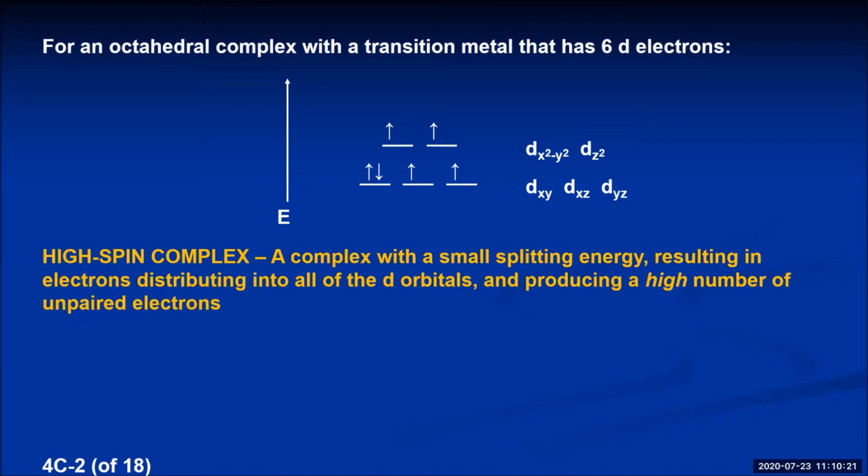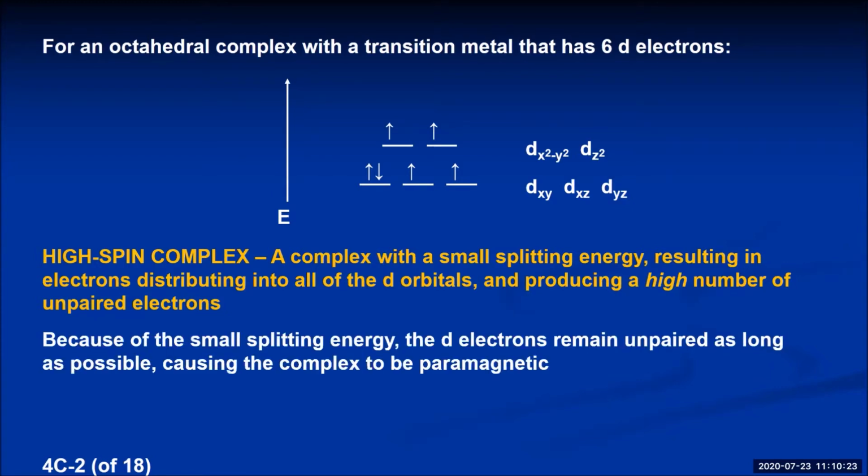Because it has unpaired electrons, it'll become magnetic in a magnetic field. So because of the small splitting energy, the d electrons remain unpaired as long as possible, causing the complex to be paramagnetic. So depending upon what the splitting energy is, you may have substances be paramagnetic or diamagnetic. The electron structure is directly related to what that splitting energy is.